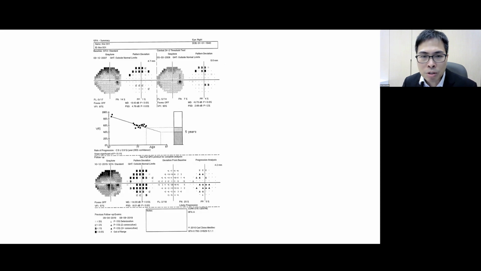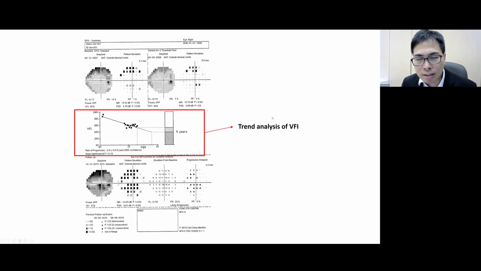So in the visual field printouts, the available software support we currently have is the GPA, or Guided Progression Analysis, which provides trend analysis of VFI. VFI is Visual Field Index, very similar to MD, mean deviation, but VFI also takes into consideration general reduction in sensitivity.